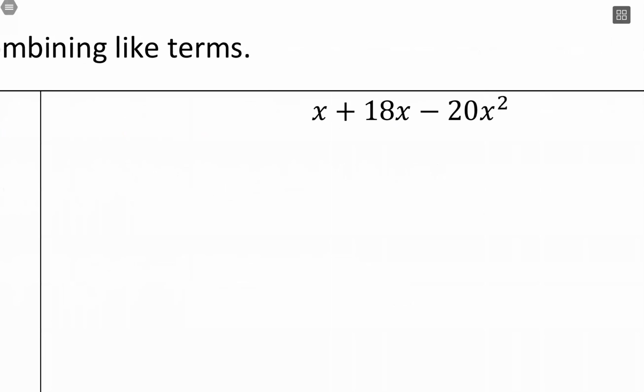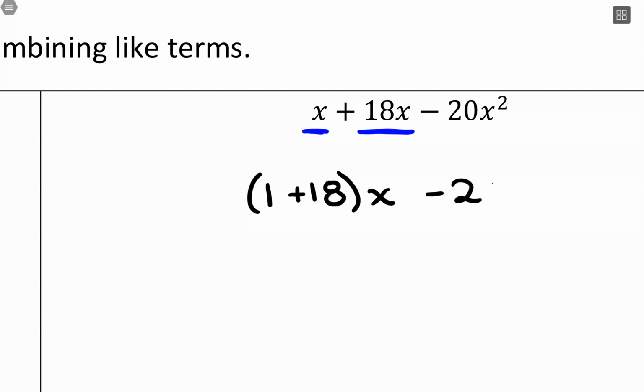All right, this next example here, looking for like terms. So we have x in each term, but the exponent has to be the same too. So we have this x with an exponent of 1 and this 18x with an exponent of 1. So this is like having 1x plus 18x. So we're combining those numerical coefficients, and then that 20x squared doesn't have anything to combine with, so it just stays off to the side. So this would be 19x minus 20x squared.